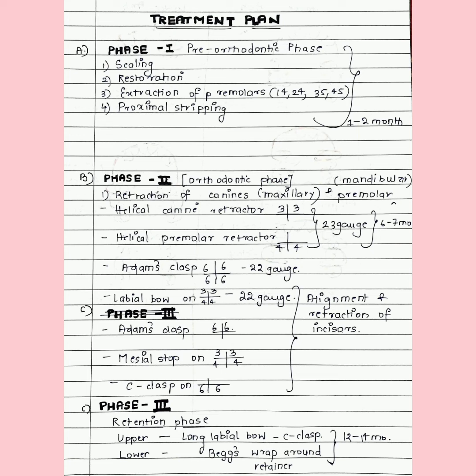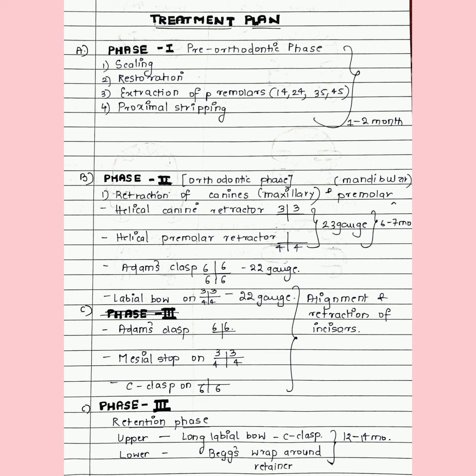Phase 2 will be the orthodontic phase, that is we will retract canines after we have extracted the premolars. We'll give a helical canine retractor in 3|3 in the maxilla, and a helical premolar retractor in 4|4, because we have the first premolar intact in our second arch or mandibular arch and we have extracted the second premolar. Then we'll give Adams clasp for retention in the 6|6 of 22 gauge. And again, for the alignment and retraction of incisors, we'll give a labial bow, since there is proclination and we have to retract the incisors. A labial bow on 3 in the maxilla and on 4 in the mandible.